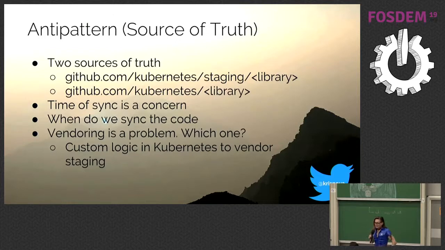OK, cool. So the antipatterns here, there's two sources of truth. Do I trust github.com Kubernetes staging, or do I trust github.com/Kubernetes/whatever? So which one do we vendor, and which one should we vendor? And there are examples of doing both of these. And the answer is, it's kind of up to you, and you can kind of do both. So the time of the sync is a concern. You know, we cut a release at t equals 0. At t equals 1 is the new ported repository updated? Probably not. So there's always going to be some delta between the two. So when do we sync the code? And last but not least, vendoring is a problem. Which one do I want to vendor?